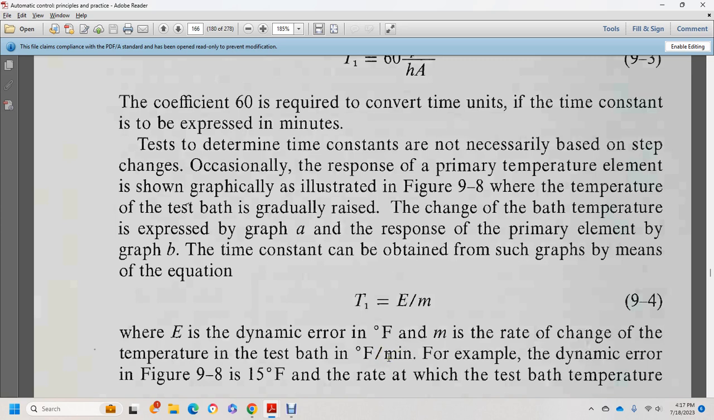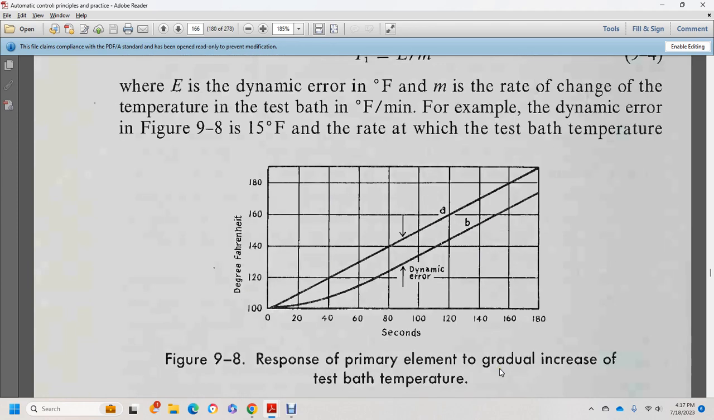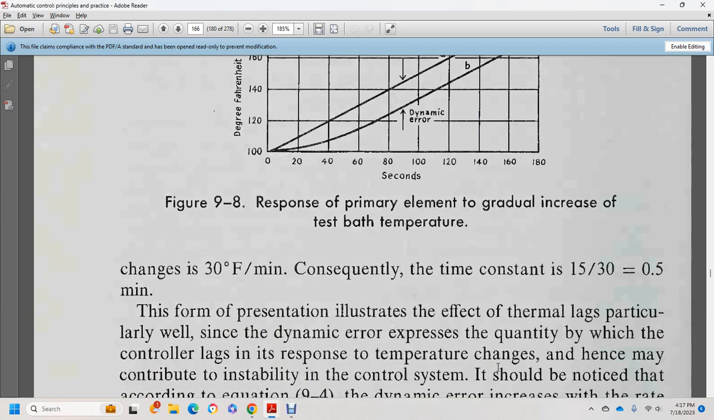the time constant over the temperature of the test bath. For example, the dynamic error in figure 9/8 is 15 degrees Fahrenheit at a rate at which the test bath temperature changes, shown in degrees Fahrenheit per second of dynamic error, and B responds to the primary element's gradual increase. The test bath temperature changes 30 degrees Fahrenheit a minute. The time constant is then 15 over 30, or half a minute.